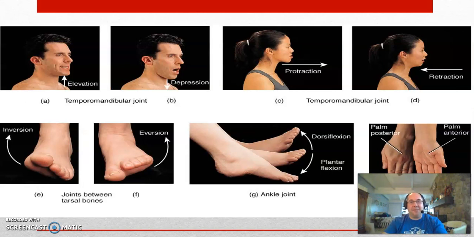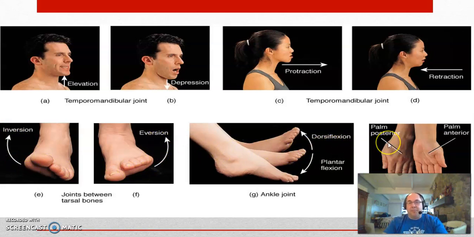So elevation and depression, protraction and retraction, some great modeling going on there. Inversion and eversion, dorsiflexion and plantar flexion. You can see how in the dorsiflexion picture, the foot is pulling up, so toes up, heel down. Plantar flexion, we're going the opposite way and pointing our toes down, heel up. And then you can see the inversion and eversion. Inversion, the inside of the foot is going up. Eversion, the outside of the foot is going up.